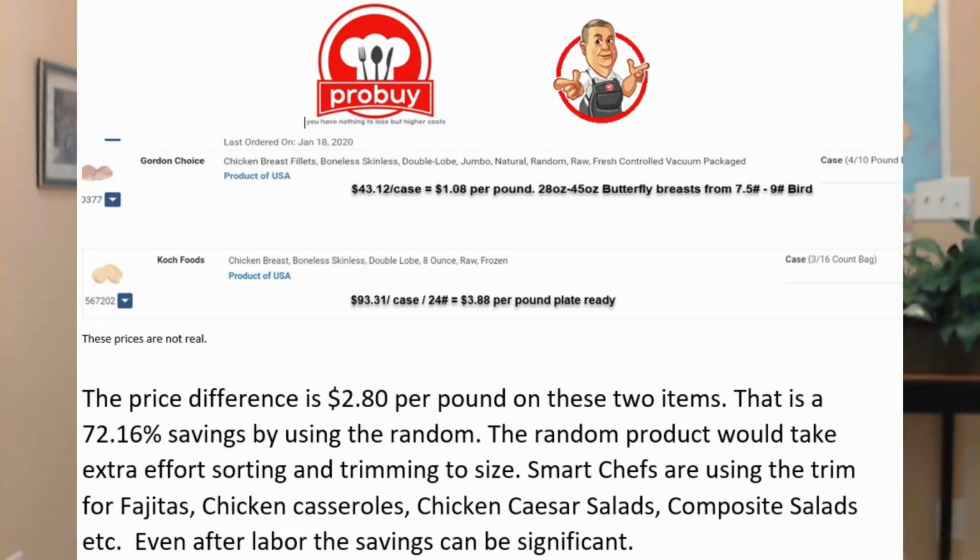But if you push out the numbers, that's a $2.80 a pound difference. That's a 72.16% difference.